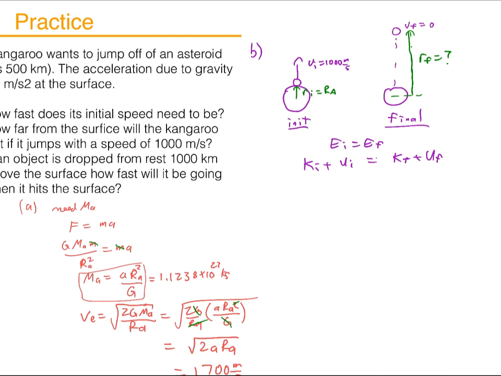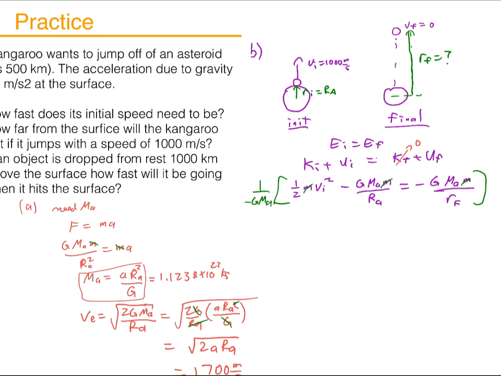K initial is going to be 1/2 the mass of the kangaroo, v initial squared. And U initial is minus G times the mass of the asteroid times the mass of the kangaroo over the initial distance they are apart from each other, and that's just the radius of the asteroid. And then final, because it's going to go until it stops, K final is going to be 0, and U final is minus G, mass of the asteroid, mass of the kangaroo, over R final. And you'll see that the little m's go away, as they often do in these types of questions. I'm going to divide both sides of this equation by negative G, the mass of the asteroid.